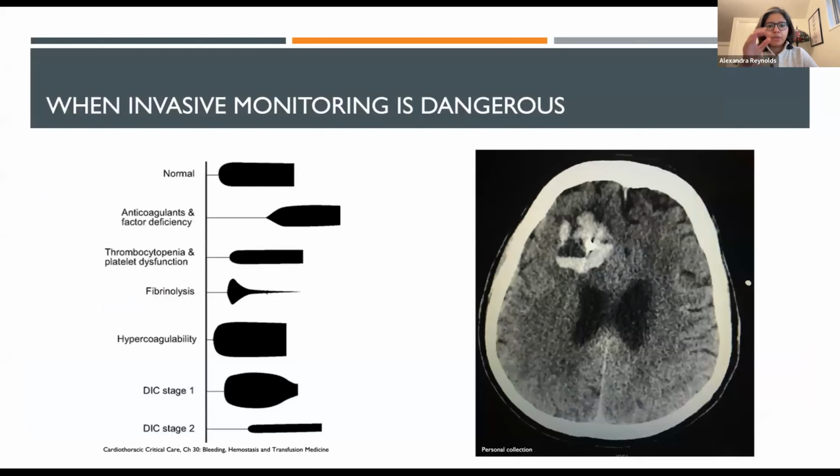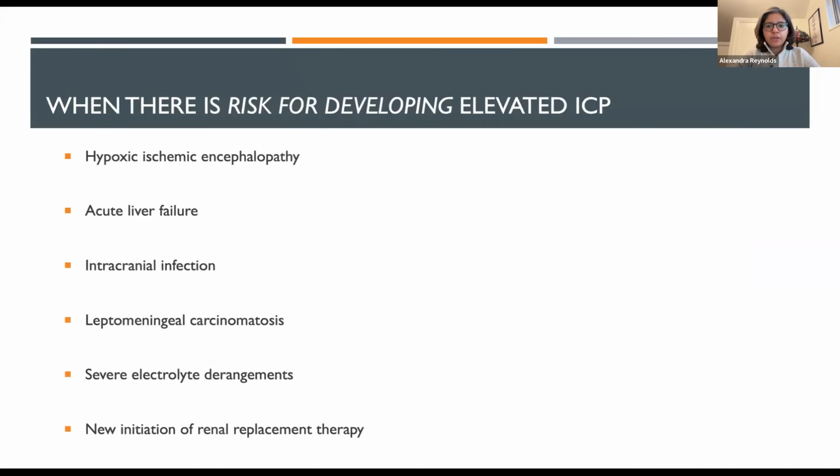I think the most obvious reason is when there is significant danger to placing an invasive intracranial monitor. We have a lot of patients who are either in DIC or have a significant coagulopathy, where we feel like it's either very challenging to get the coagulation to a point where it's safe to place a monitor, or it's impossible.